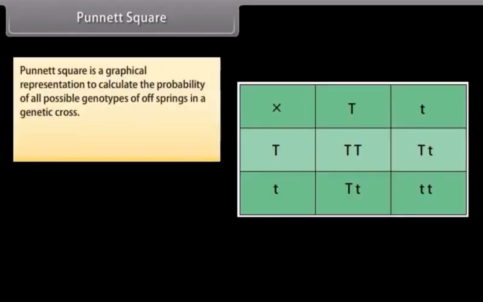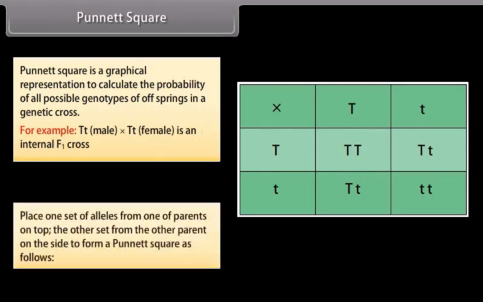Punnett square. Punnett square is a graphical representation to calculate the probability of all possible genotypes of offsprings in a genetic cross. For example, Tt male cross Tt female is an inbred F1 cross. Place one set of alleles from one parent on top, the other set from the other parent on the side to form a Punnett square as follows.